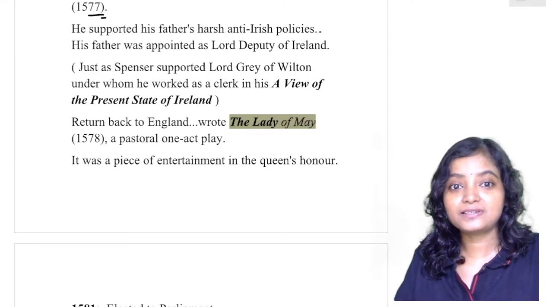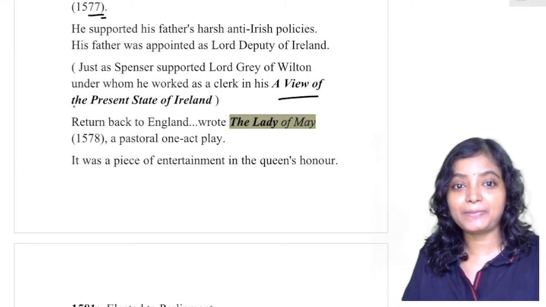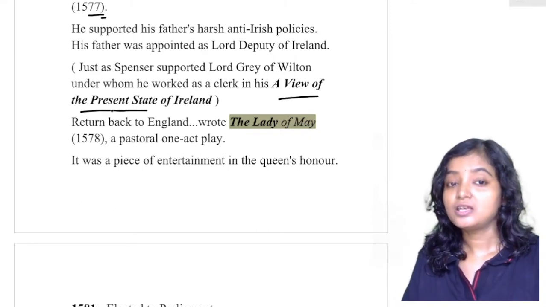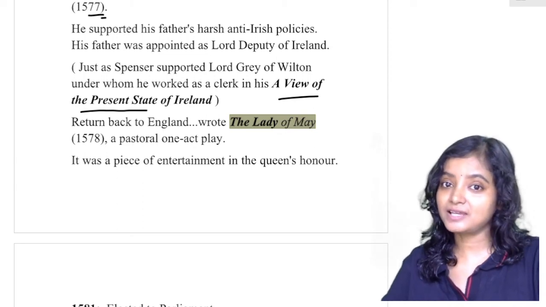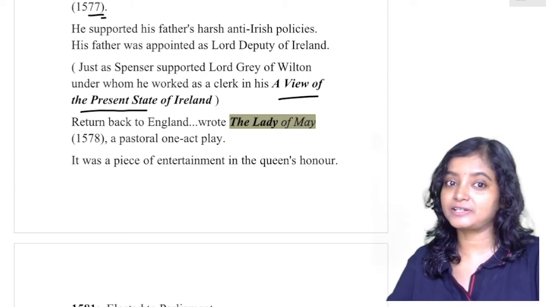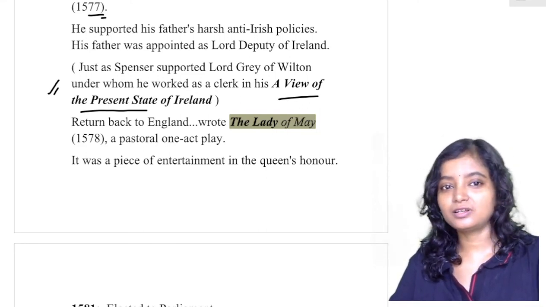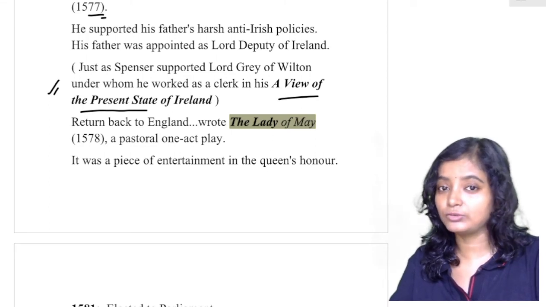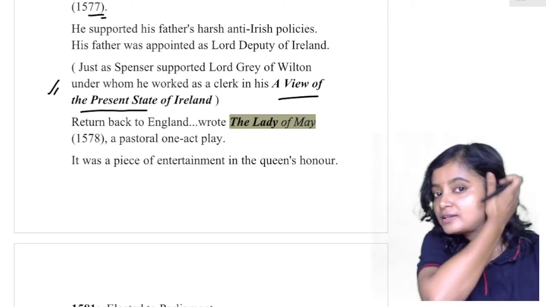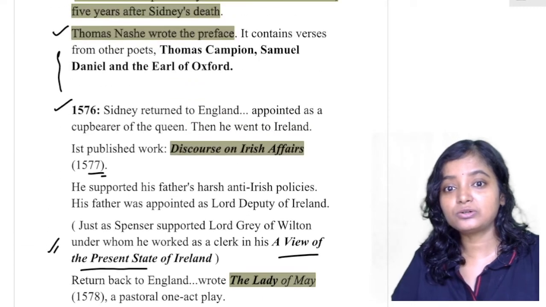And what was Spenser's work? A View of the Present State of Ireland. So keep it in mind, Spenser wrote A View of the Present State of Ireland in support of his patron, Lord Grey, under whom he used to work. And Sidney also wrote Discourse on Irish Affairs in support of his father.